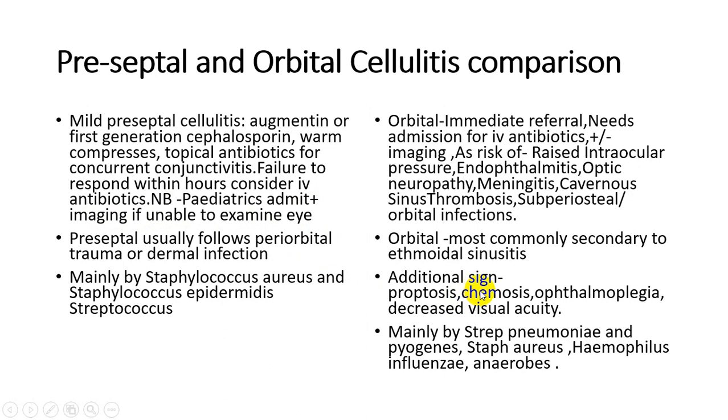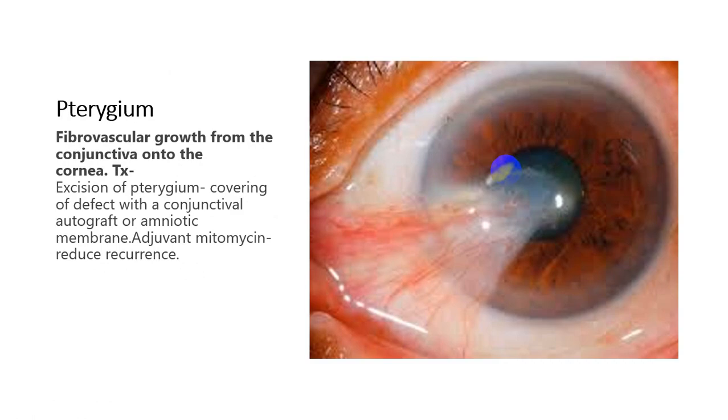Orbital cellulitis may have additional signs like proptosis, chemosis, ophthalmoplegia, and decreased visual acuity. Orbital cellulitis is most commonly secondary to ethmoidal sinusitis, and this needs immediate referral and admission for IV antibiotic and imaging, as there is risk of raised intraocular pressure, endophthalmitis, optic neuropathy, meningitis, cavernous sinus thrombosis, superior orbital fissure syndrome.